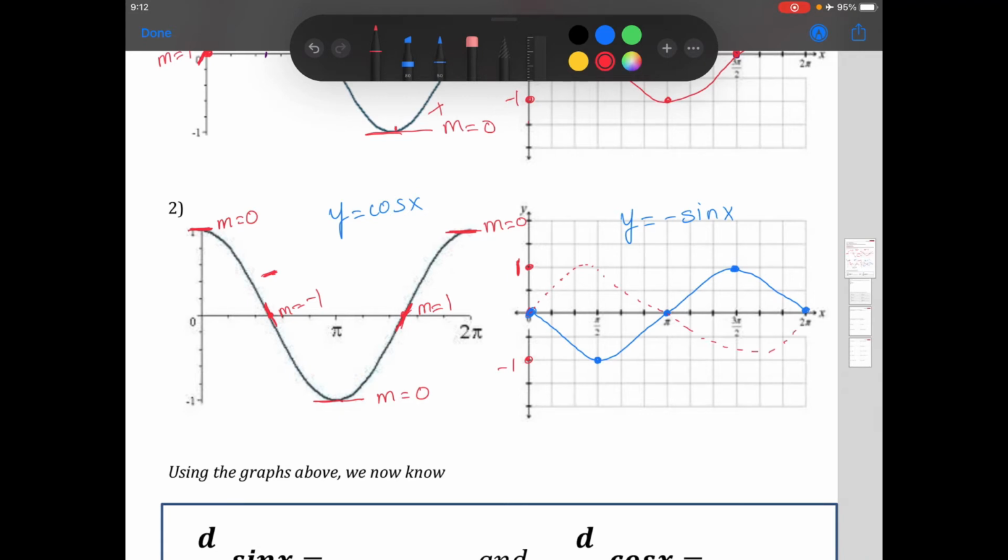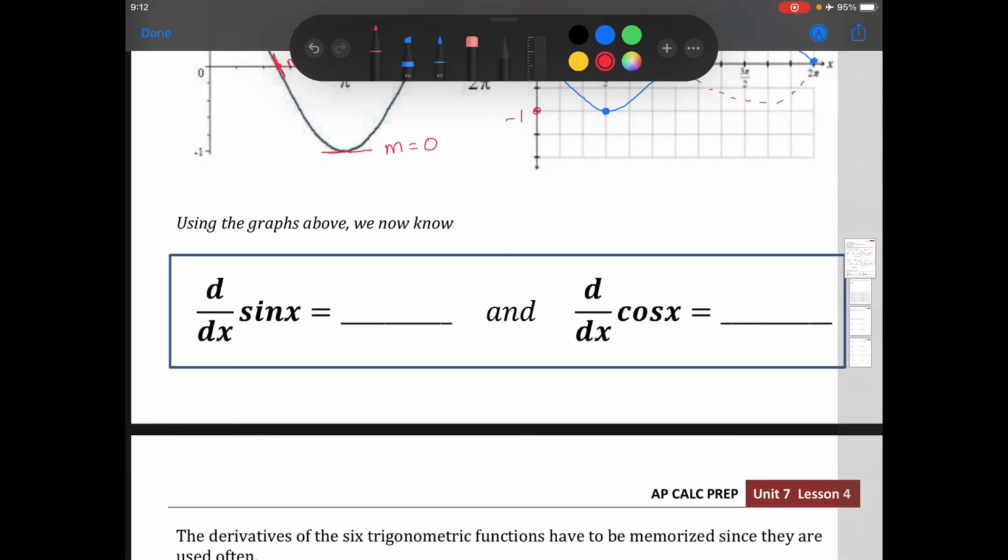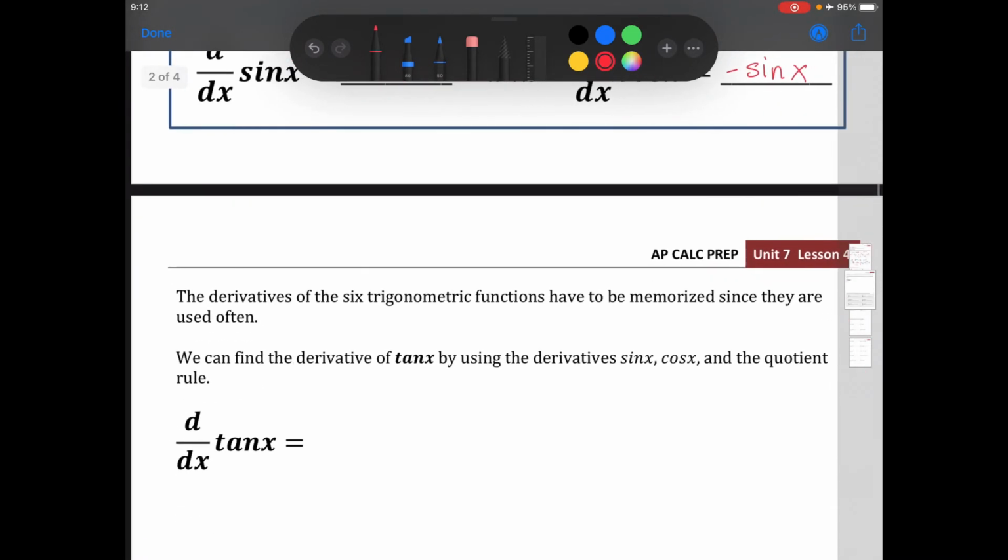That's what your sine function is. So it's a reflection over the x-axis as you can see it, and that is why it's a negative sine function, a negative sine x. So using the graphs above, we now know that the derivative of sine x is cosine x, and the derivative of cosine is negative sine x, and we just showed it on the graph.